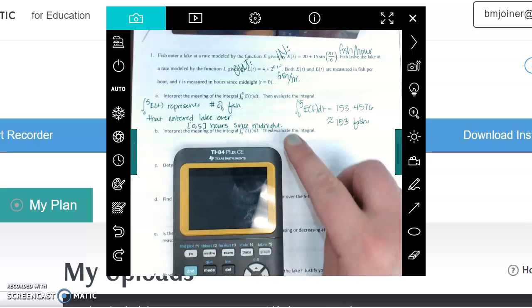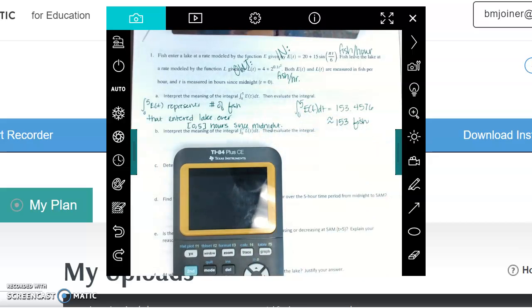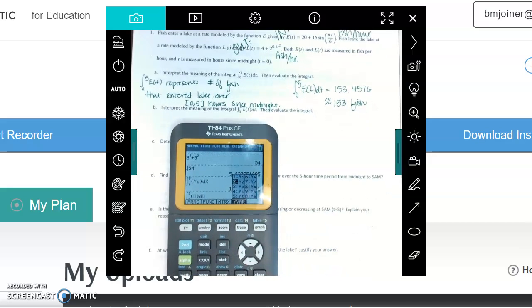Okay, next one, we want to integrate L of t. L of t is my y2. So I'm going to do math 9, 0 to 5. And then I'm going to type in my y2 here, alpha trace, scroll down 1, and then dx. Okay, I get 30.2951. What does that represent? Okay, 30 fish that did what? Leave the lake over 0 to 5. Very good.